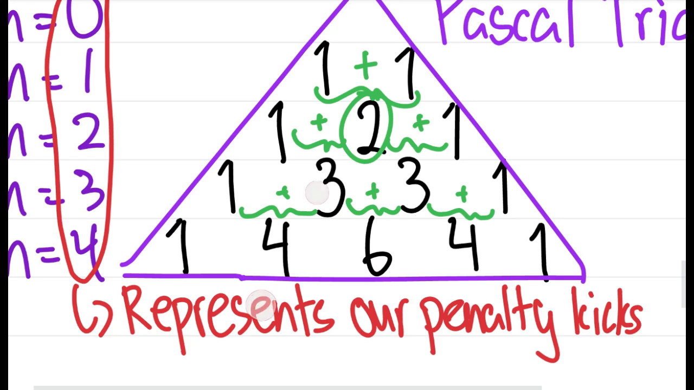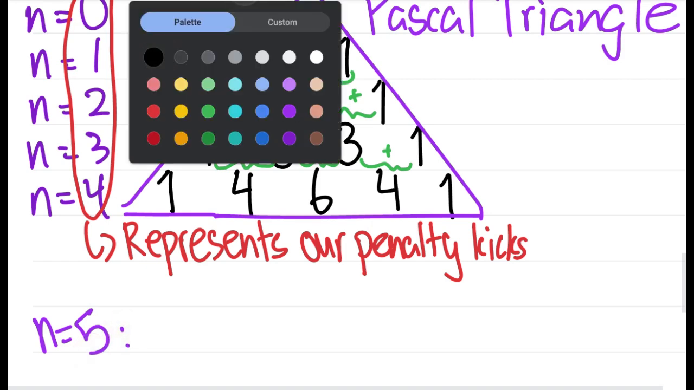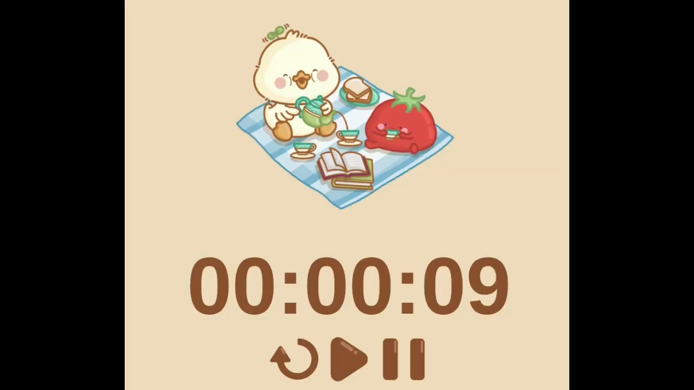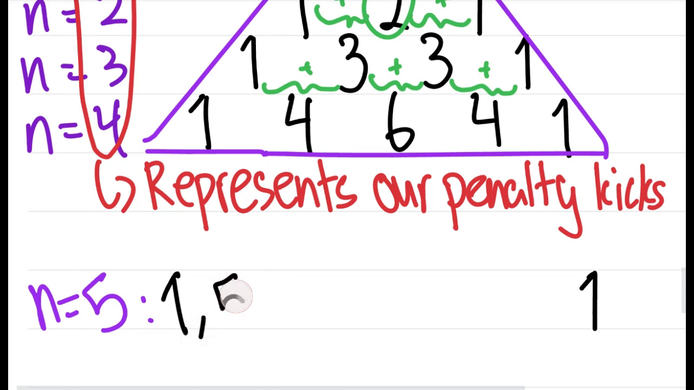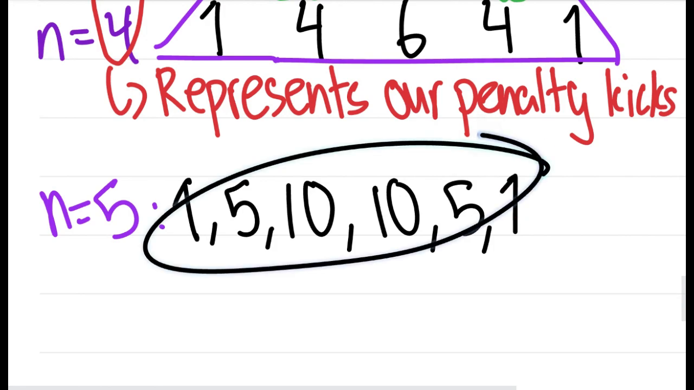So let's say we want to write for n equals 5, how would that look? I'll let you know the start of the number is 1 and the ending is also 1. I'll give you guys 10 seconds. So 1 plus 4, we get 5. 4 plus 6, we get 10. 6 plus 4, we get 10. And 4 plus 1, we get 5. So here the 1 is at the end also. So these are our numbers.